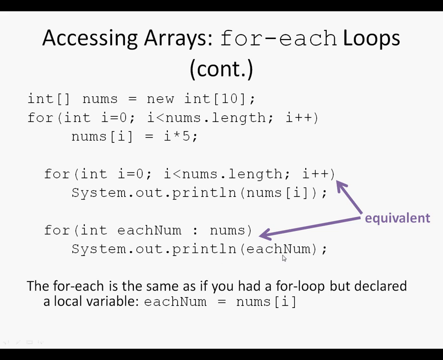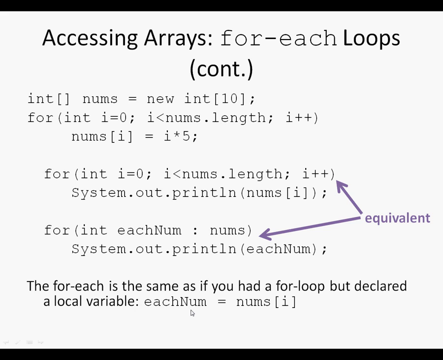The for each loop is basically as if you had a for loop, and then there's a line inside there that declares a temporary local variable and initializes it to that element of the array. So it's as if you had a for loop followed by int eachNum equals nums at i, and then you can use that local variable eachNum.